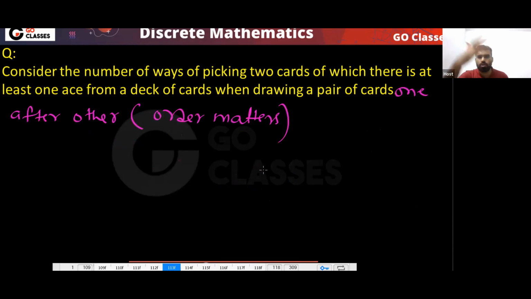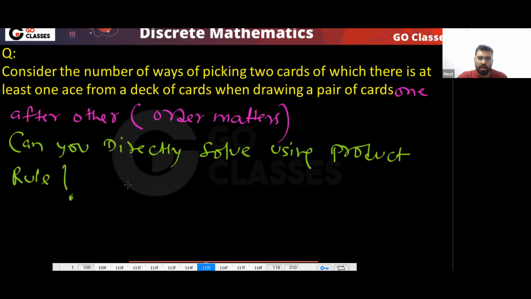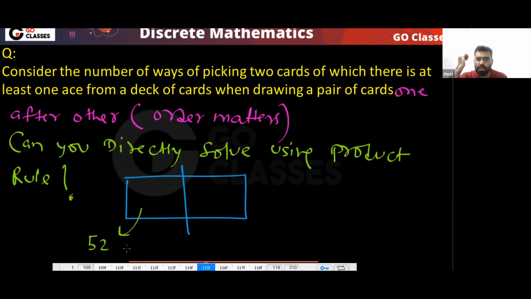Can we directly apply the product rule, without using this complement rule? Remember, you want 2 cards, one after one. For the first card, how many choices do you have? Let's assume you have 52 choices, you can draw any of them. For the second card, how many choices do you have?